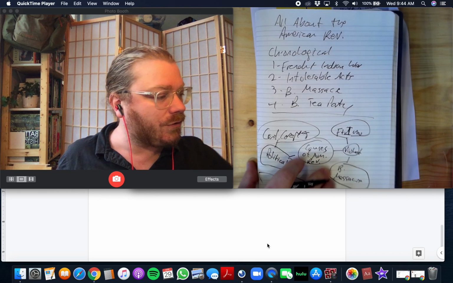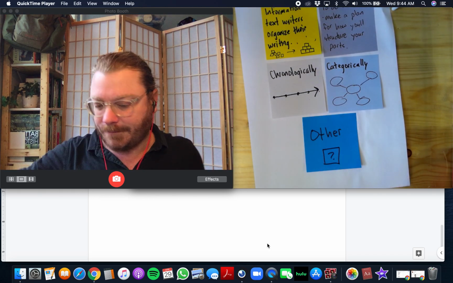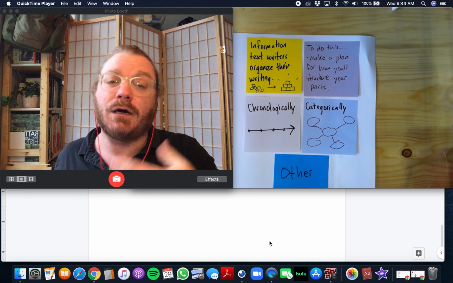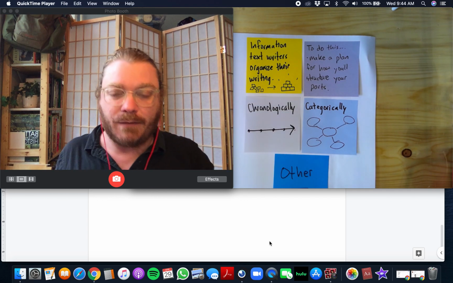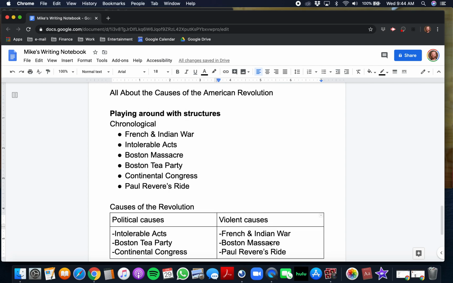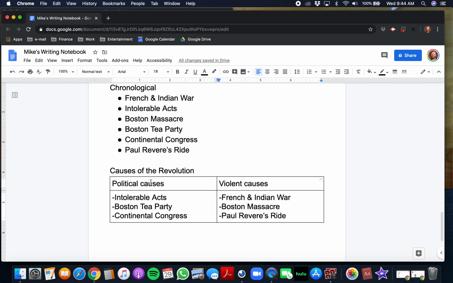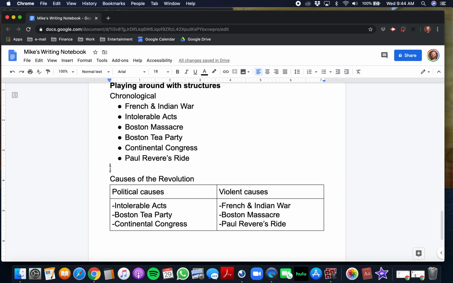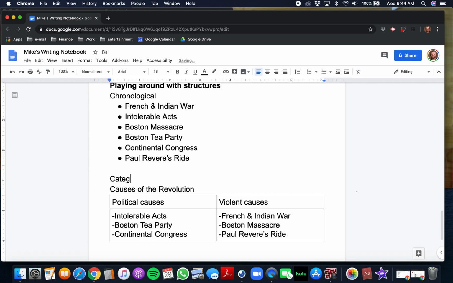Then again, you can always do your writing online on a doc. And if you do that, it might look like this, right? So I made a couple of structures. I made a chronological structure using bullets, and I made a categorical structure, I'll label it category, using the different kinds of causes, and I made a little table here. Both of these ways are available to you.